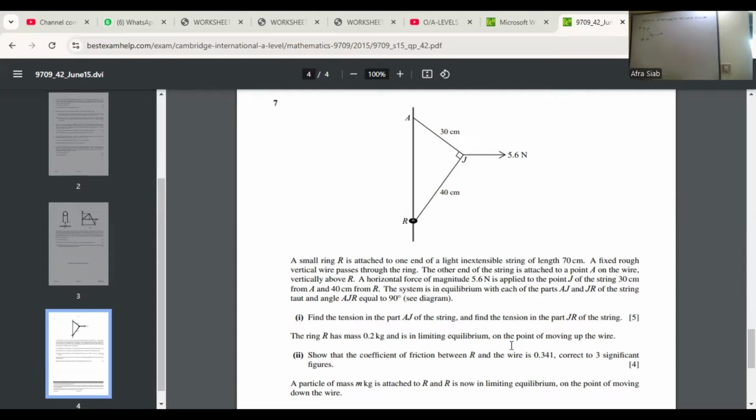The system is in equilibrium with each of these parts AJ and JR of the string being taut, and the angle AJR is equal to 90 degrees as shown in this diagram. Find the tension in the AJ part and the tension in the JR part. So first we are going to calculate the angles, and then we will find out the tension.